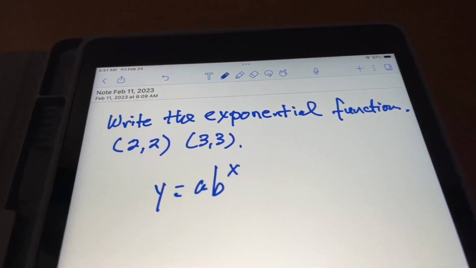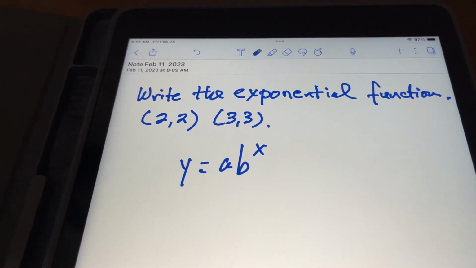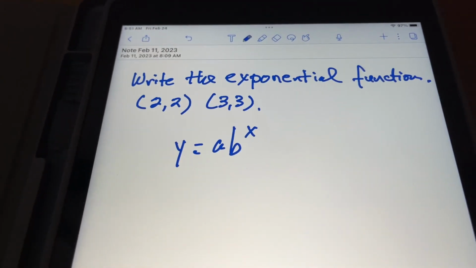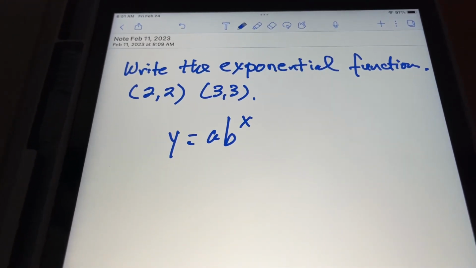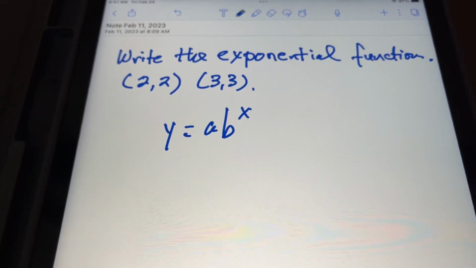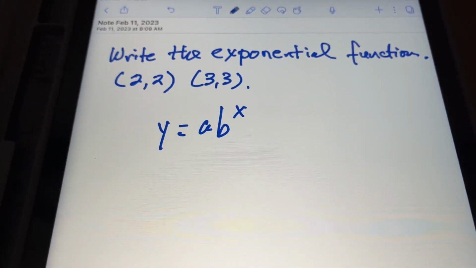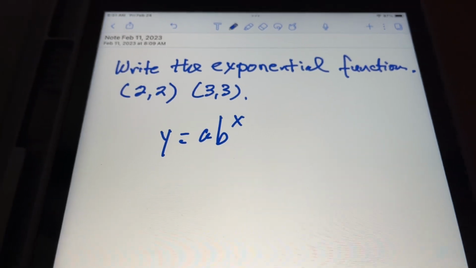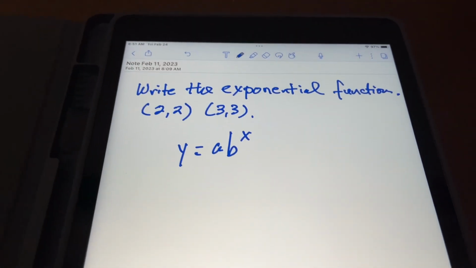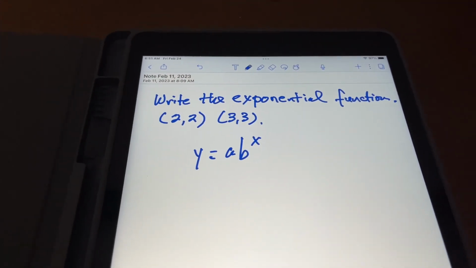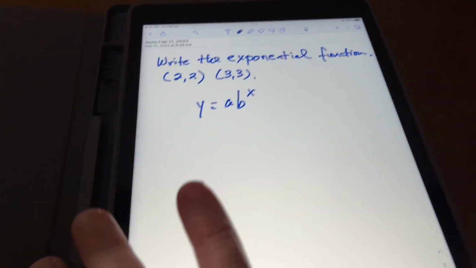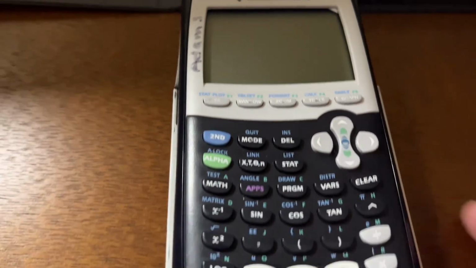Now let's consider the same problem but done with technology. So we're writing the exponential function that contains the two ordered pairs 2, 2 and 3, 3. And so we just need to figure out what a and b are. So let me show you how to do that using technology. First of all, I'm going to do that with a calculator, and I'm using the TI-84 Plus. That's what I'm using.